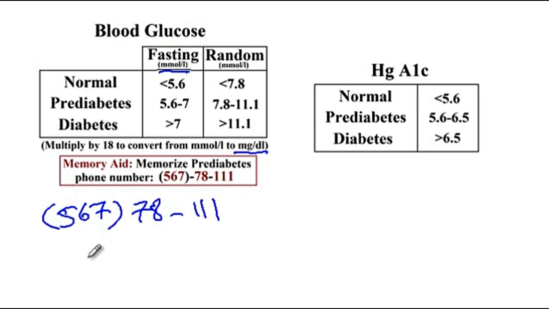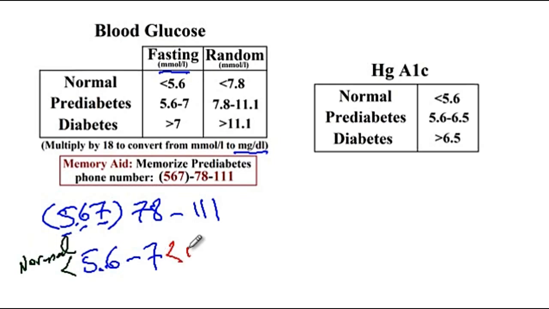So for the fasting blood sugar, 5.6 to 7. So 5.6 to 7 is the pre-diabetes number. So any value that falls between 5.6 to 7 is pre-diabetes. Values less than 5.6 are considered normal, while values higher than 7 are considered diabetes.